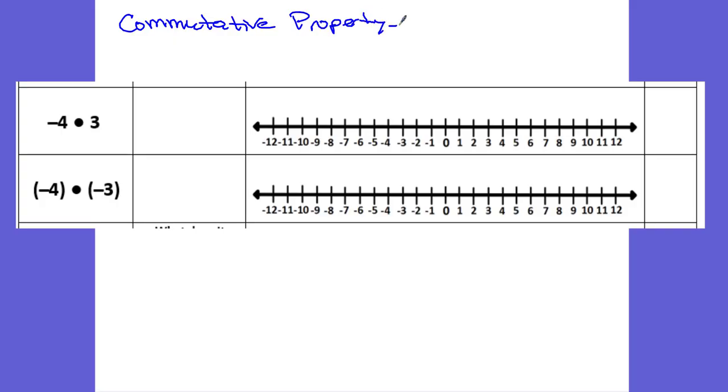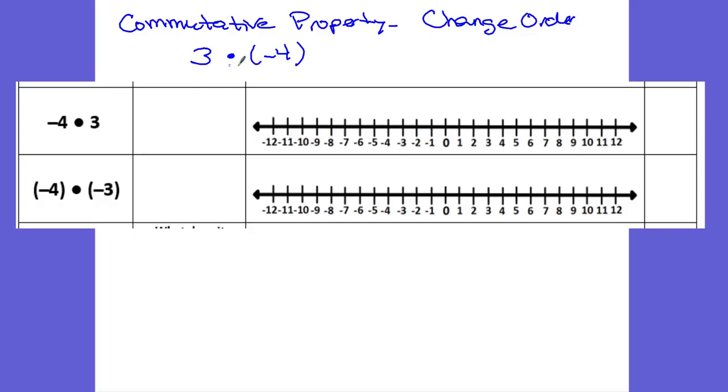As you will recall, the commutative property means to change the order. Whenever you're adding or multiplying, which is what we're doing here, you can change the order of your factors and it will not change your outcome. So instead of writing negative 4 times 3, I can rewrite that as 3 times negative 4, which would mean 3 groups of negative 4. And that would work because we want positive groups, not negative groups.